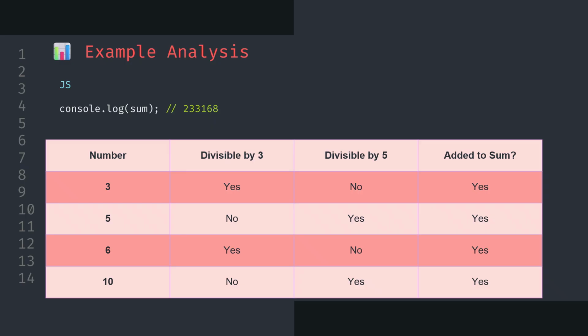Let's see some examples. 3, 5, and 6 are added to the sum because they meet our conditions. Numbers like 1, 2, and 4 are skipped. This process continues until 999, ensuring we do not miss any valid multiples.